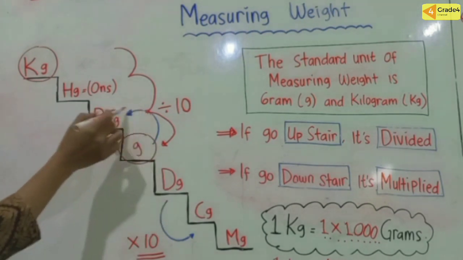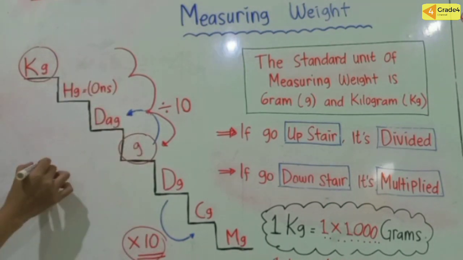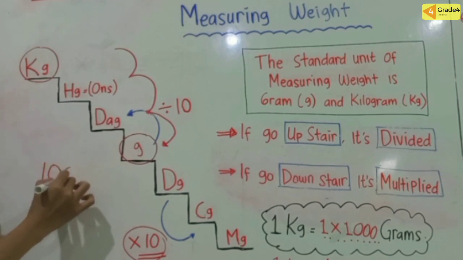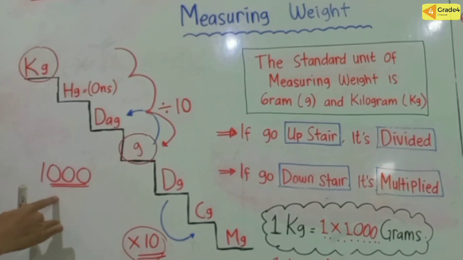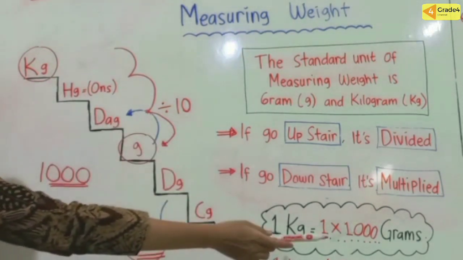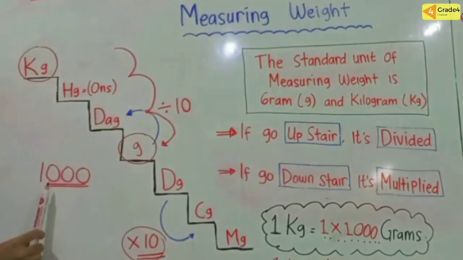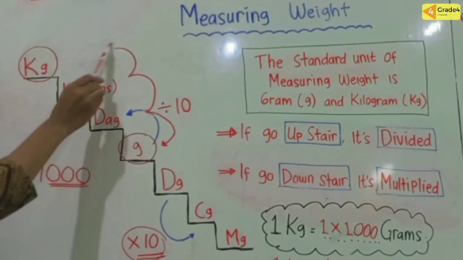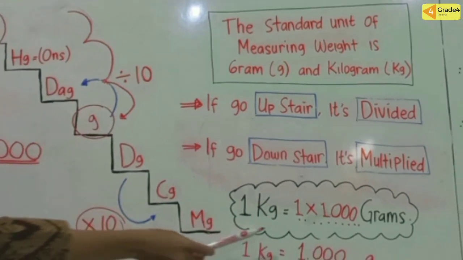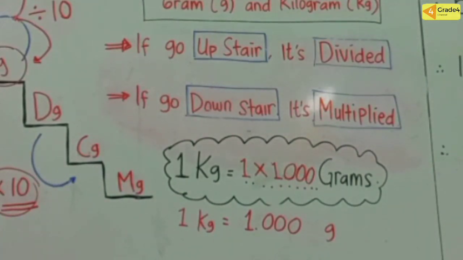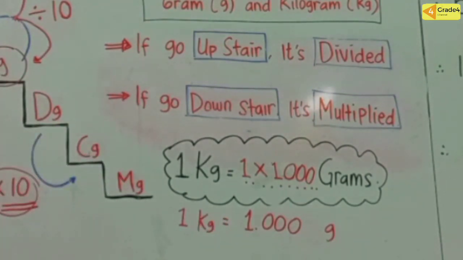Because one step is multiplied by 10, for 3 steps we add three zeros. So we can calculate, because it's downstairs, we multiply by 1000 because it is 3 steps down. 1, 2, 3. So we get the equation: 1 kilogram is equal to 1000 grams.